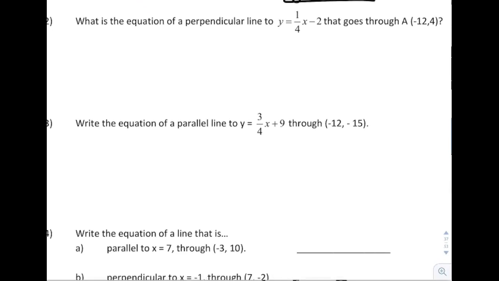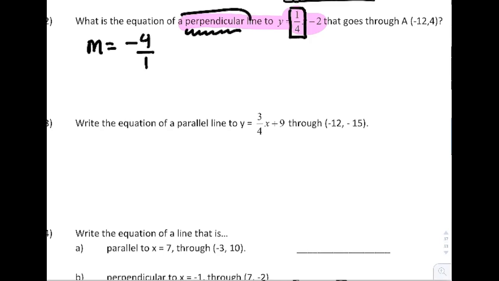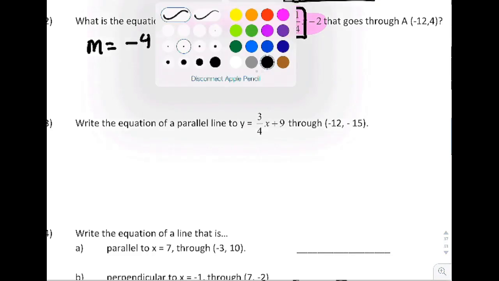Okay, and number 2, more detective work here. It says perpendicular to this line. So how are we going to find our slope? Well, the slope of the line they gave us is 1 over 4. But we want the line not parallel, but perpendicular to that. So instead of using the slope of 1/4, we flip it and change the sign because it's perpendicular. So the slope we're going to need is negative 4 over 1. Or you could just put negative 4. It'll be easier to deal with later.